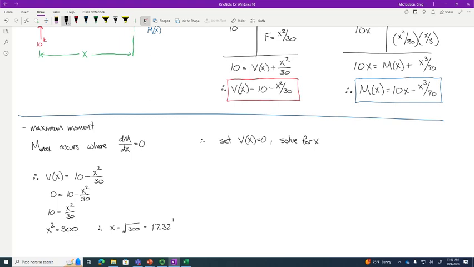So 17.32. So therefore, Mmax is going to be the moment at 17.32 feet. So that's going to be 10x minus x squared over 30. Or x cubed over, or sorry, 10x minus x cubed over 90, sorry. Actually, let's do it like this. And what do we get when we chug this out?